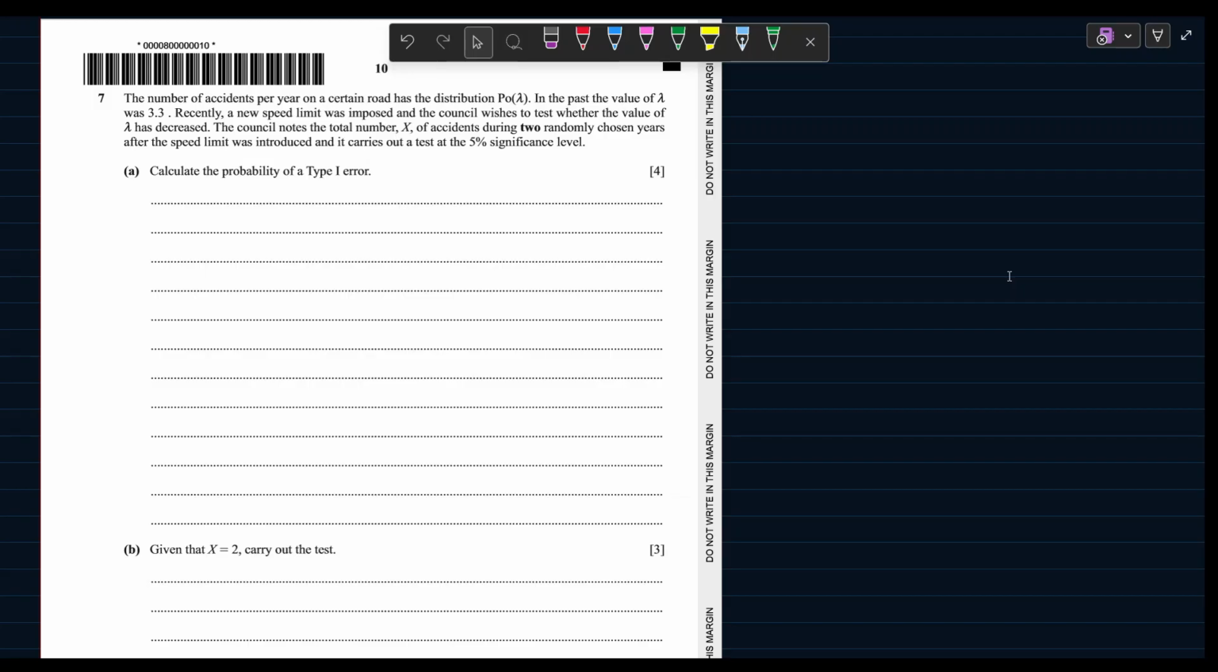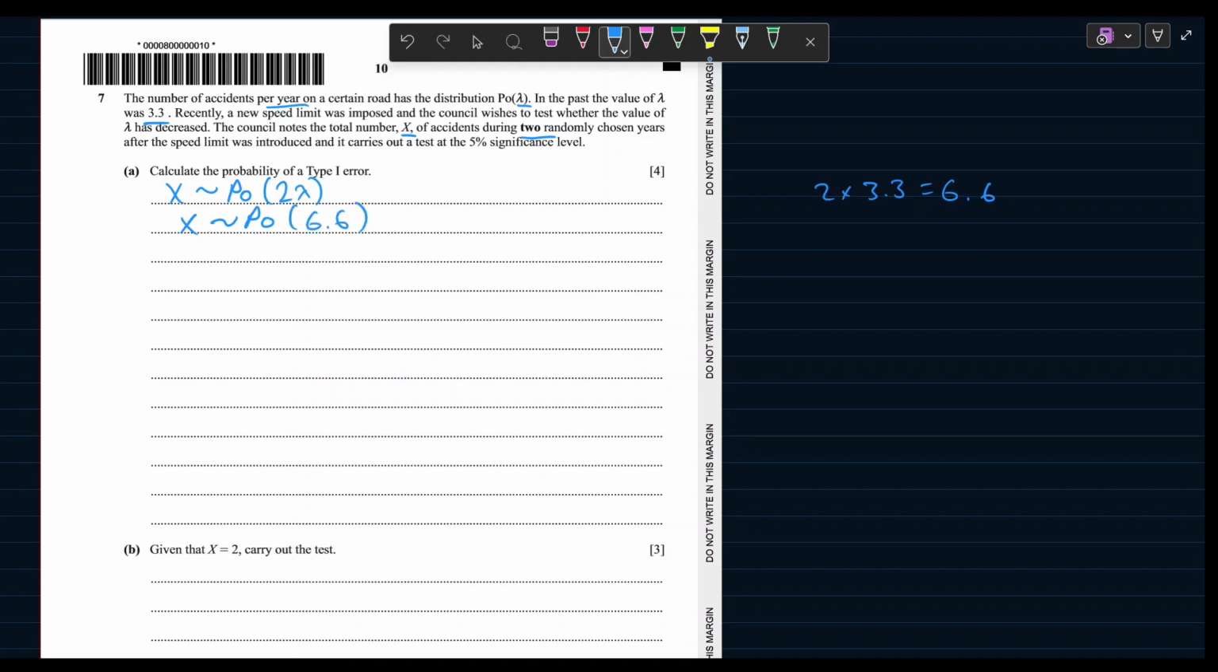Part A, calculate the probability of a type 1 error. If we define our random variable, or they've defined it for us, X is the number of accidents for 2 randomly chosen years. That means X would follow a Poisson distribution with 2 times lambda, because lambda is for a year. So 2 lambda is 2 times 3.3, which is 6.6. So X follows a Poisson distribution of 6.6.